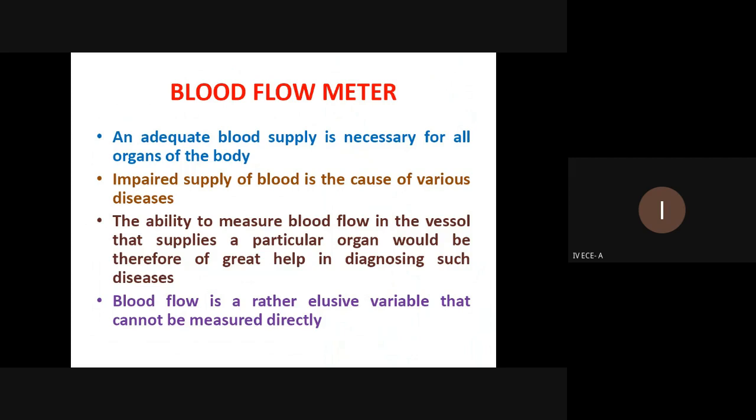So, the main definition: blood flow rate can be determined with the help of a blood flow meter. The rate of flow of blood in a vessel is given as the volume of blood that passes through the vessel in a given unit of time. Okay, an adequate blood supply is necessary for all the organs of the body. Impaired supply of blood is the cause of various diseases. The ability to measure blood flow in the vessel that supplies a particular organ would therefore be of great help in diagnosing such diseases. Blood flow is a rather elusive variable that cannot be measured directly.